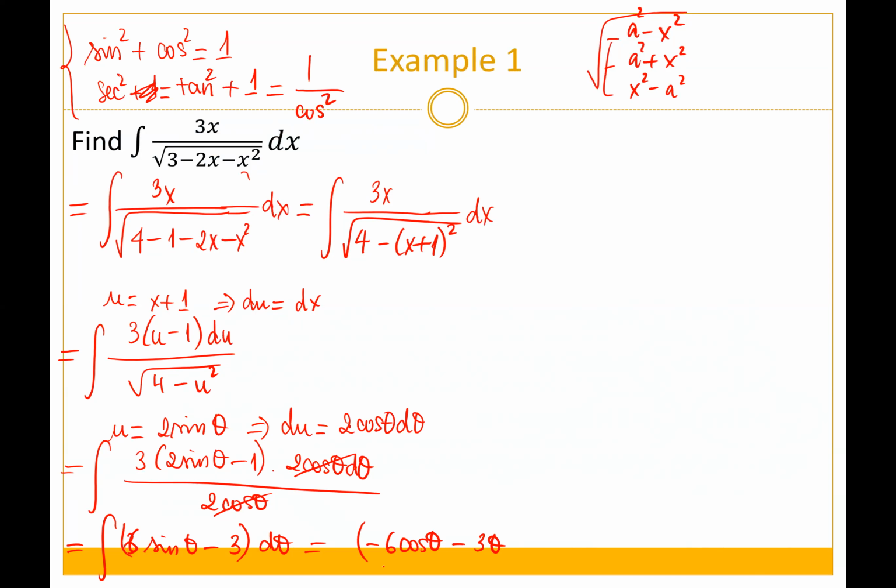And so here, now we use the right triangle formula that we learned in the last few weeks to solve the problem. Here we put sine theta equal to u over 2. So this is theta, then this is going to be u over 2. And then your u is x plus 1. So this side is going to be the square root of 4 minus (x plus 1) squared, which is exactly our denominator. It's 3 minus 2x minus x squared.